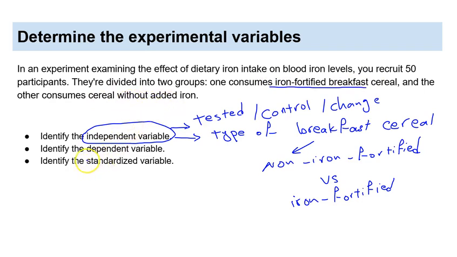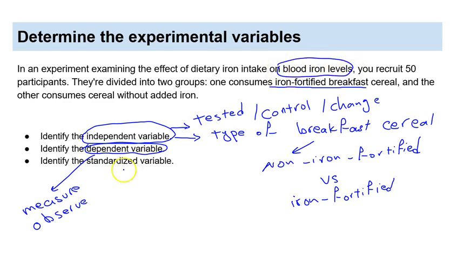And what about the dependent variable? The dependent variable is the variable that we are able to measure. So we are going to observe or measure it. What are we observing? We are observing the blood iron levels. So that would be our dependent variable.